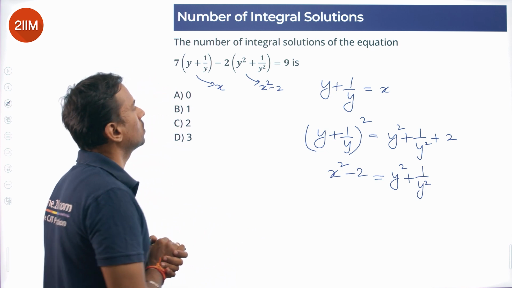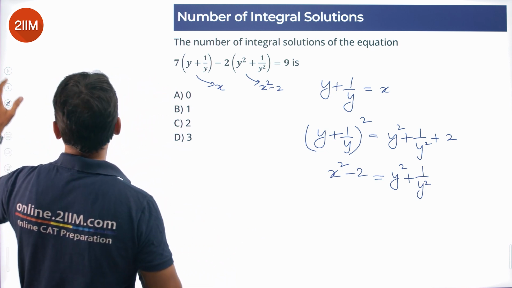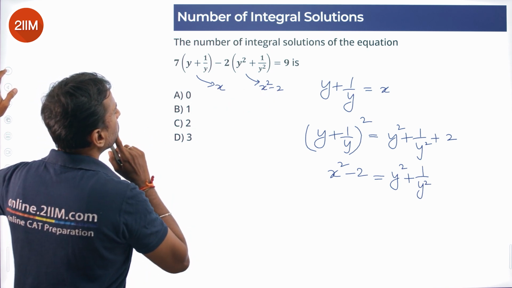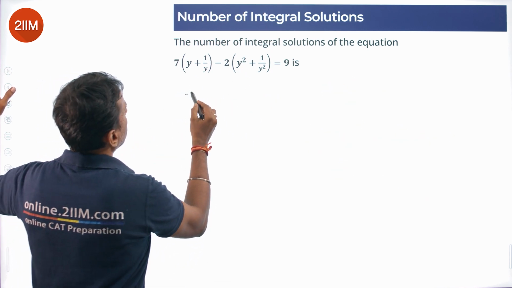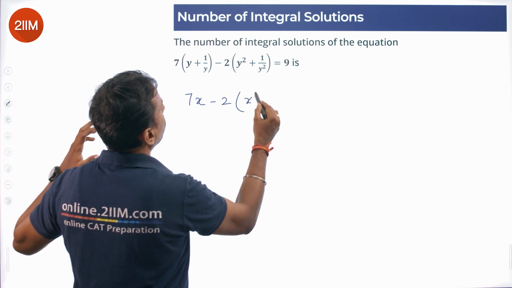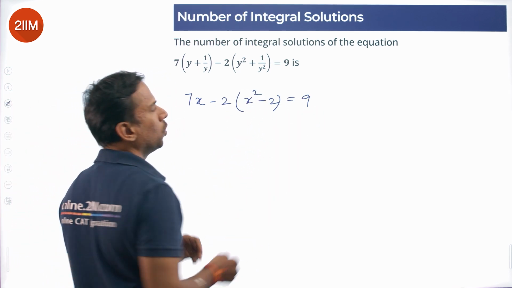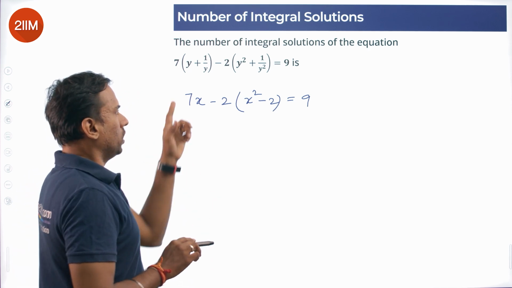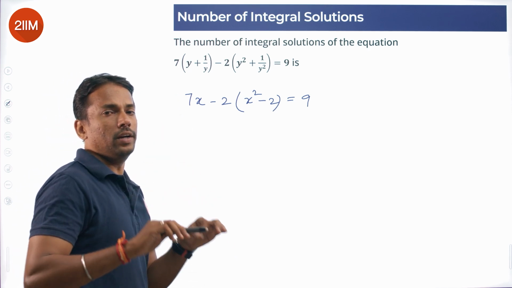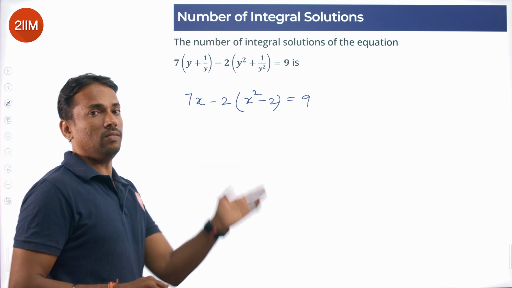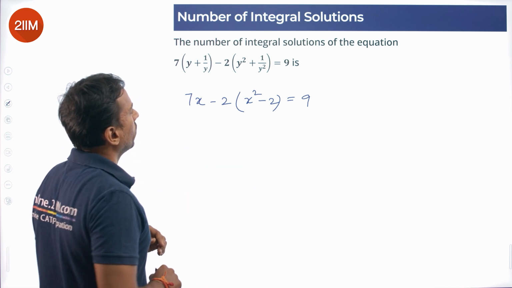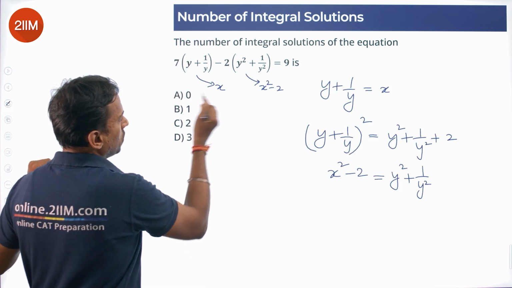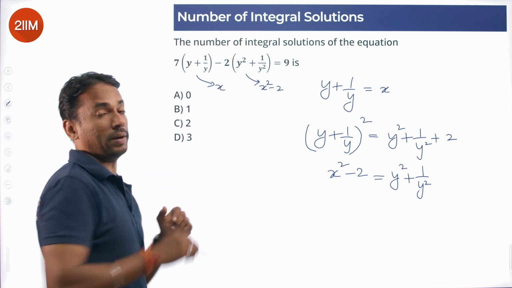Let's take a fresh slide and do the substitution. So now this equation will become 7x minus 2 into x square minus 2 is equal to 9. I hope you're able to understand this. Now everything is going to be replaced. The equation became in terms of x. We'll solve for x, then we'll worry about y. This is replaced with x, and this is replaced with x square minus 2.